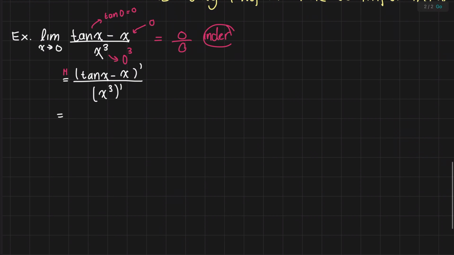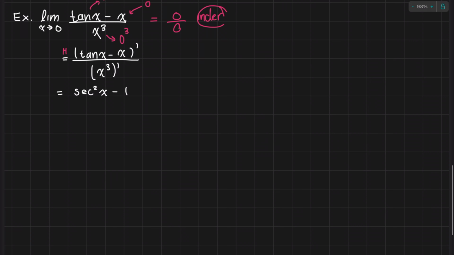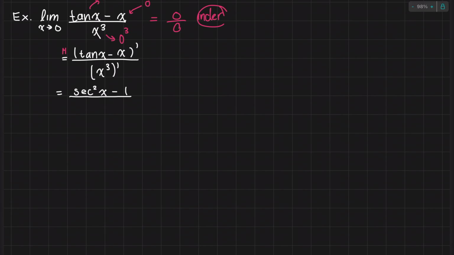Now we're going to actually take the derivative. So the top is simple. We just take the derivative of tan x, which is secant squared x, and the derivative of x is just 1, so we end up with secant squared x minus 1 on the top, and on the bottom we have power rule, so we just get 3x squared.